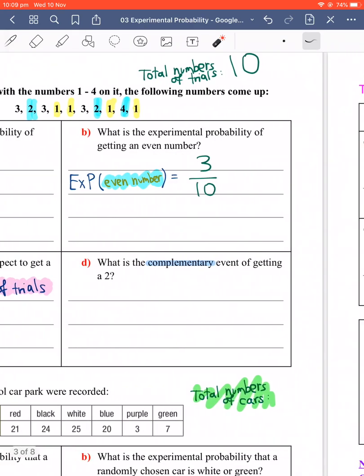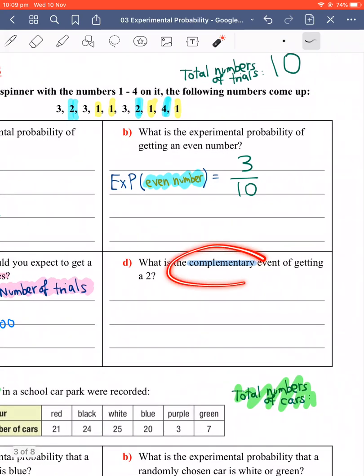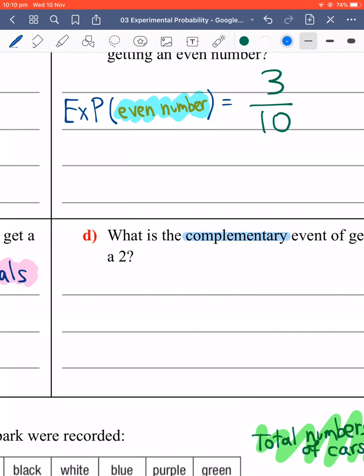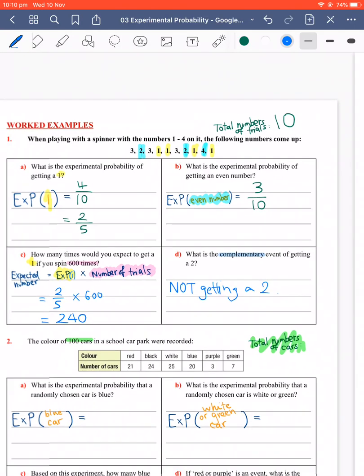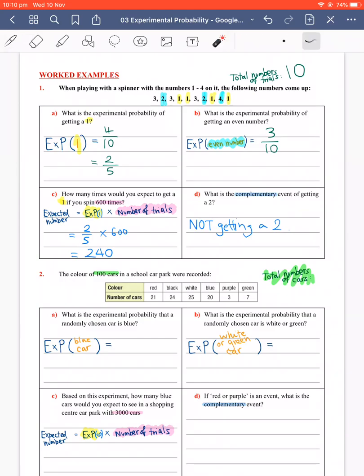Last little bit we have here is complementary events. So the complementary event of getting a 2. Complementary means not, okay? So the complementary event of getting a 2 is not getting a 2. So it's basically everything but that specific event. So not getting a 2 will be your complementary event for that one.